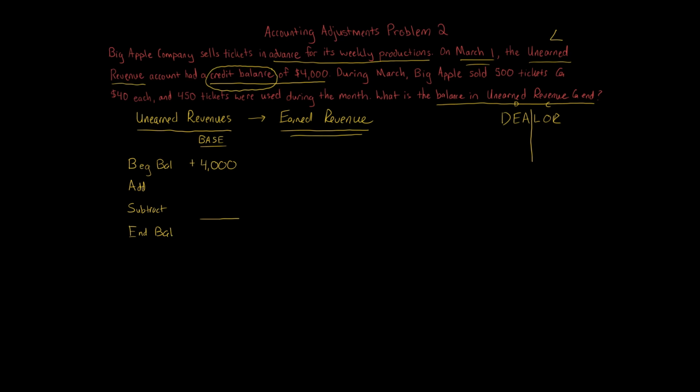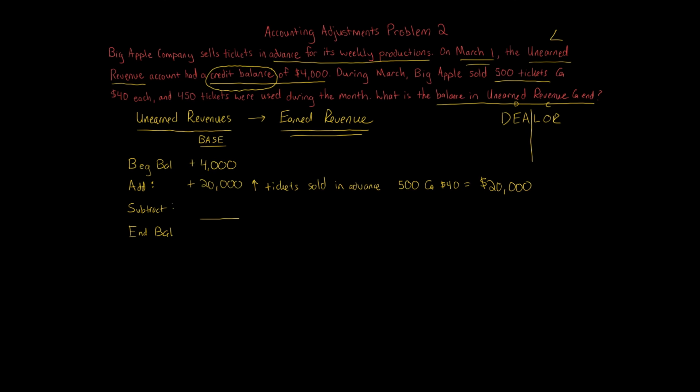We're looking at the unearned revenue account. We're going to add the increase in the tickets that we sold in advance during the period, which here we're told in the problem that during March, Big Apple sold 500 tickets at $40 each. So 500 tickets at $40 each equals $20,000. So we're going to put increase 20,000.